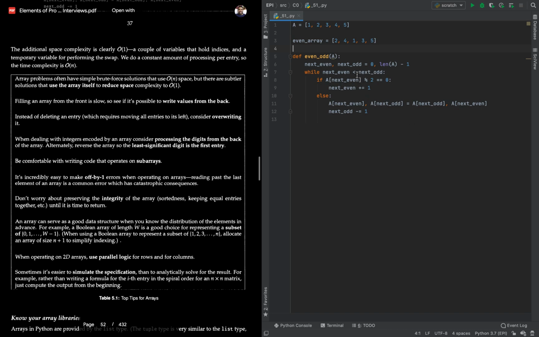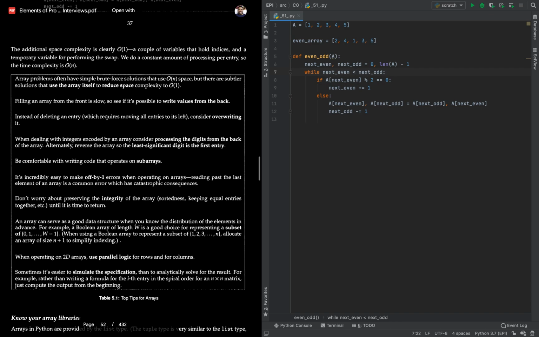Right here, if this was a less than or equal to, it wouldn't work, right? That's why I hate these things. Don't worry about preserving the integrity of the array, sortedness, keeping equal entries together, etc., unless it is time to return. That's actually a good point. I've never seen that, but sure.